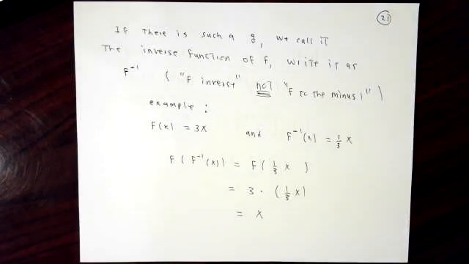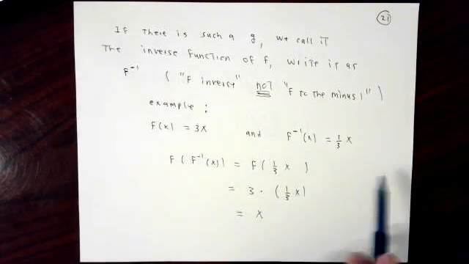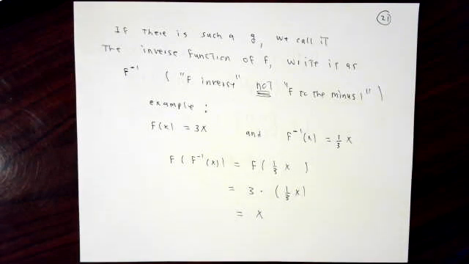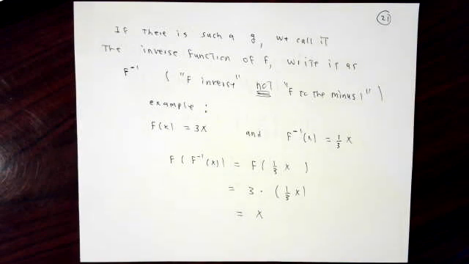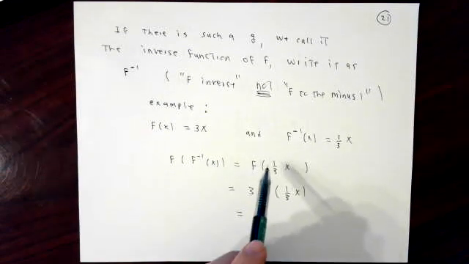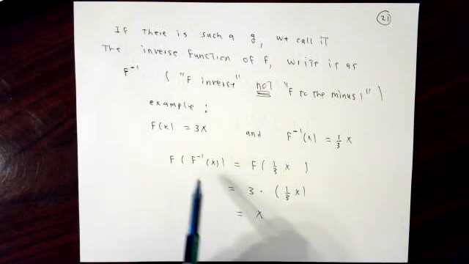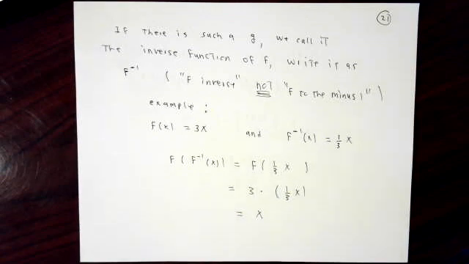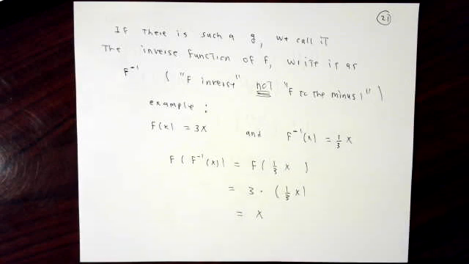An insulting example: f of x is 3x. F inverse of x, I claim, is 1/3 x. Let's make sure that that's true. F of f inverse of x is an f value. It's going to be the f value that I get when I stick f inverse of x into the f procedure. Allegedly, f inverse of x is 1/3 times x, so I'll write that down.